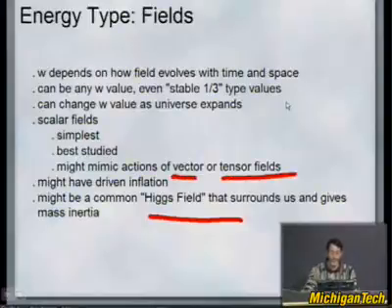You can make more complicated fields, vector fields and tensor fields, and they might even be right. But they're so complicated that we try to get away with scalar fields now and try to see how they evolve.